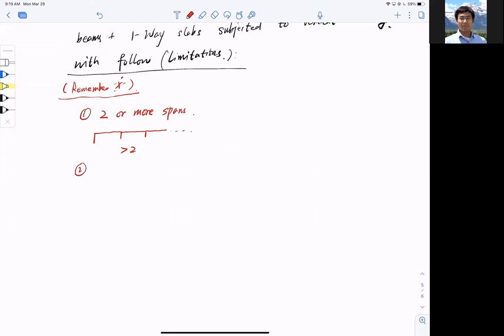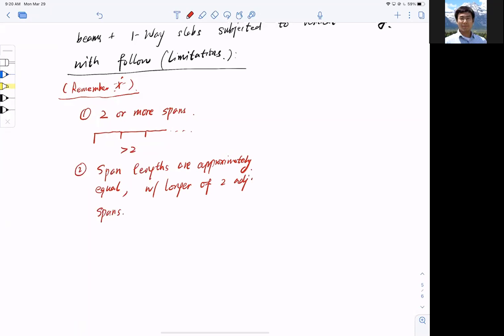Second, the span lengths are approximately equal, with an exception: the longer of the two adjacent spans is not 20% greater than the shorter span. What does it mean by that?